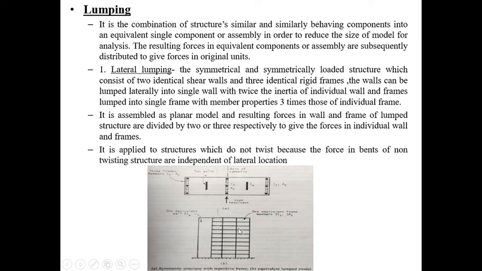Whatever forces you get in the wall and the frame of the lumped structure will be divided by 2 and 3 respectively. That is, for the wall, the results will be divided by 2, and for the frames, whatever results you get will be divided by 3. It is applied to structures which do not twist. This condition is for non-twisting structures, because the forces in the non-twisting structure are dependent on the lateral location. Whatever lateral twisting occurs depends on the lateral location, so this is not suitable for twisting structures. This is the lateral lumping.